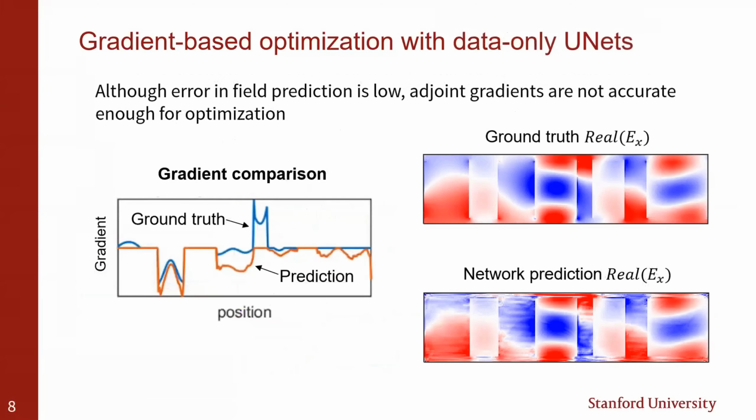With the baseline method, where we just train the unit with data, although the error is relatively low in the field prediction, it is not low enough in terms of the adjoint gradient. You can see that for the same device we saw earlier, the gradient prediction is very off compared with the ground truth. So clearly the baseline method is not good enough. And then I would like to introduce our method, which fixes all these issues.